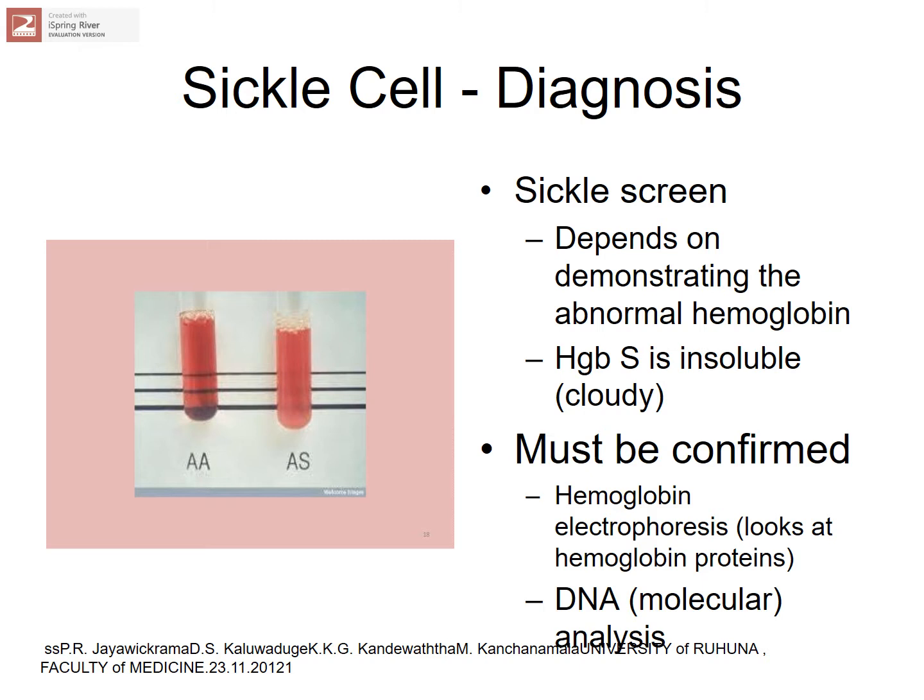This test does not distinguish between people who have sickle disease or sickle trait. It only demonstrates the presence of the abnormal hemoglobin S. So a positive screen must be confirmed with hemoglobin electrophoresis, which is a test that looks at the individual hemoglobin proteins, or with DNA testing, which is a molecular analysis test. So again, this is a screening test, does not distinguish between individuals who have the disease or who are carriers and have the trait, and always is confirmed.